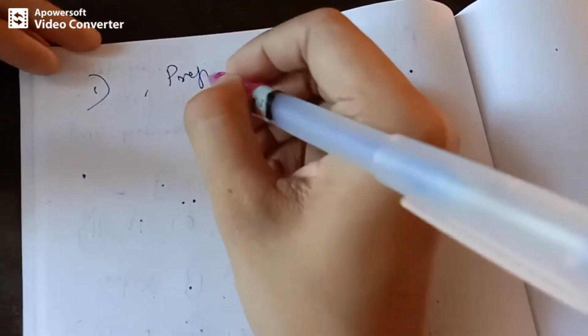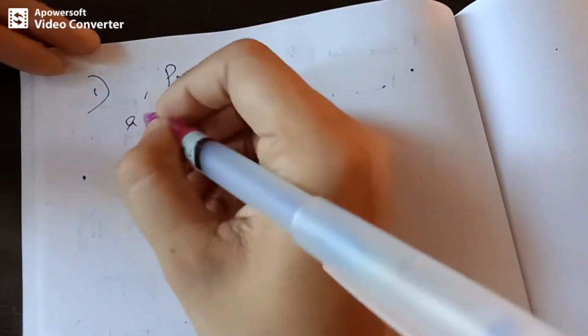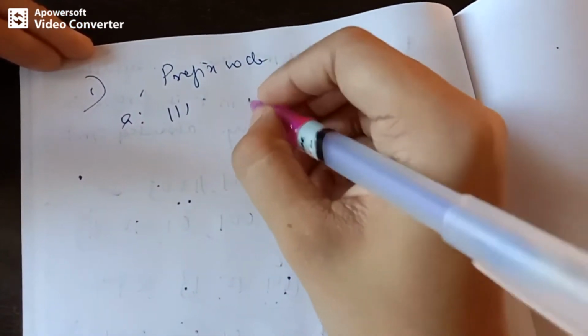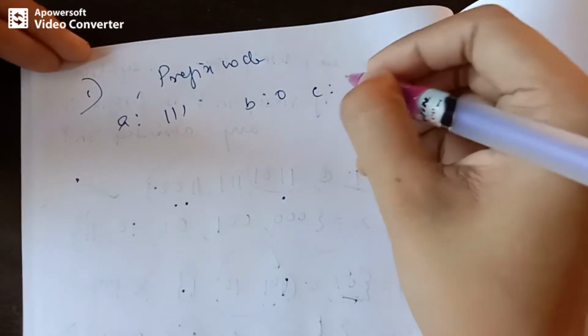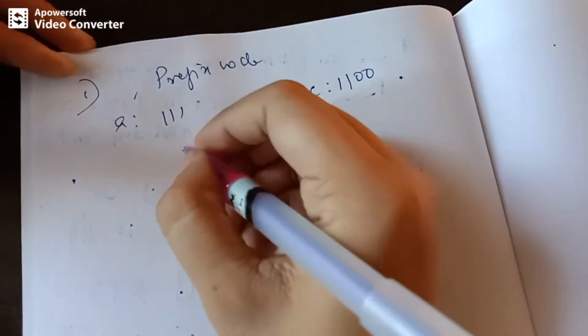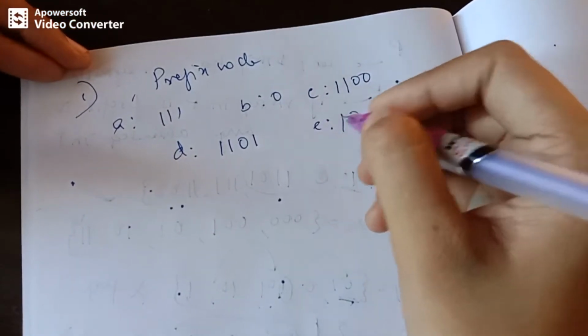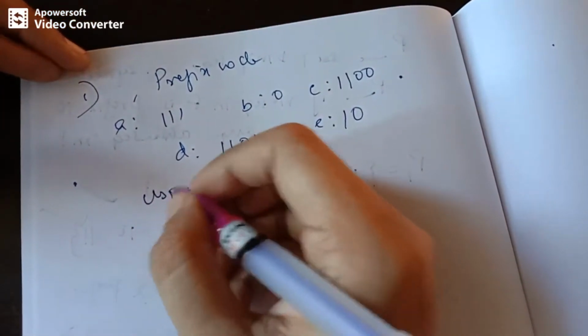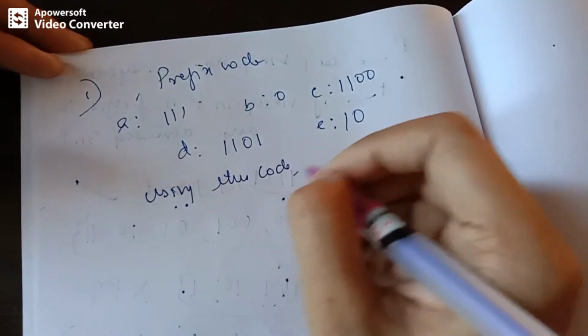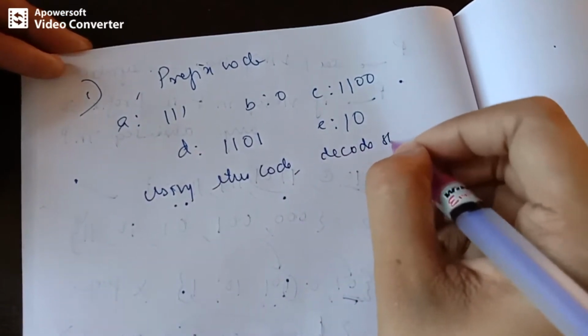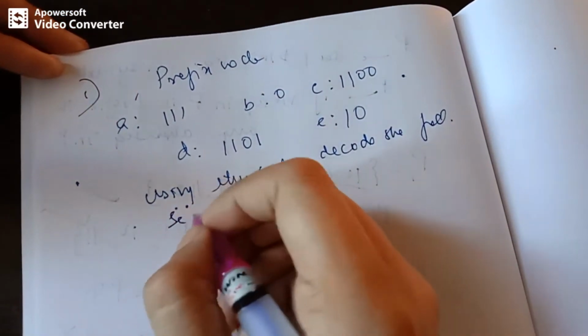So let us take an example. In the question, they will be giving a prefix code. Consider the prefix code. For A, it is given as 111. For B, it is given 0. For C, it is given 1100. And for D, we have got 1101. And for E, it is 10. So use this code and decode the following sequences.